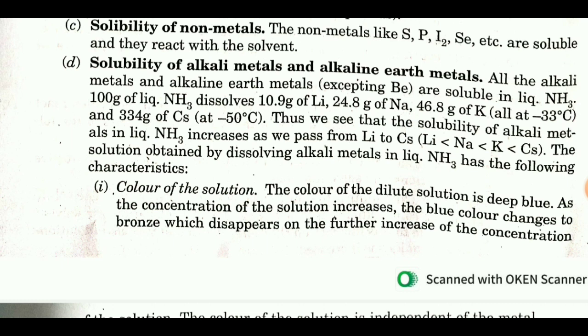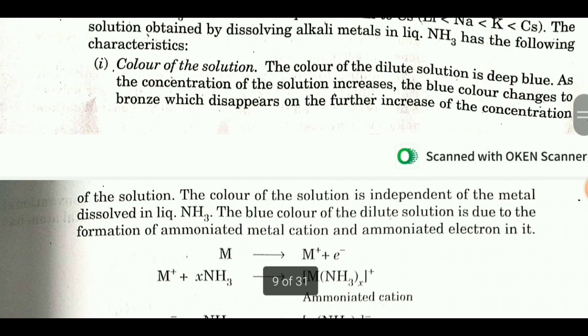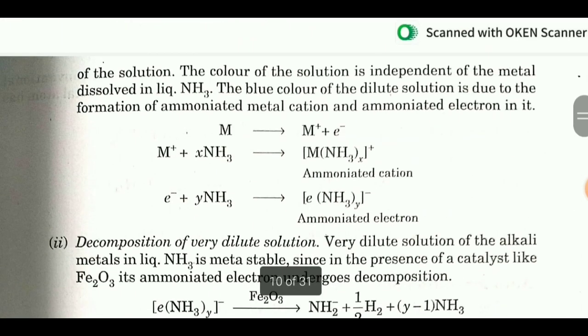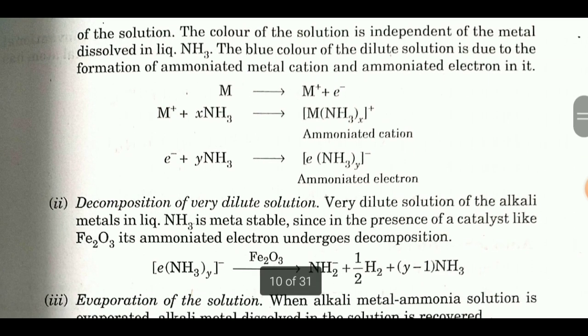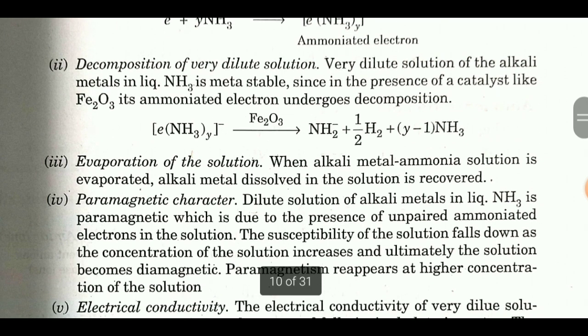The solution obtained by dissolving alkali metals in liquid ammonia has the following characteristics. First, color of the solution. The color of the dilute solution is deep blue. As the concentration of the solution increases, the blue color changes to bronze, which disappears on the further increase of the concentration of the solution. The color of the solution is independent of the metal dissolved in liquid ammonia. The blue color of the dilute solution is due to the formation of ammoniated metal cation and ammoniated electron in it.